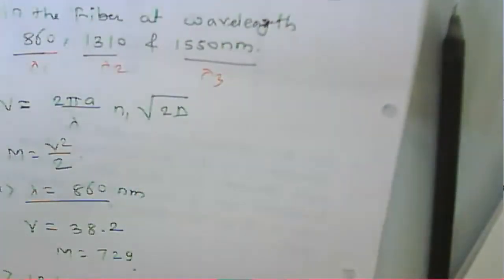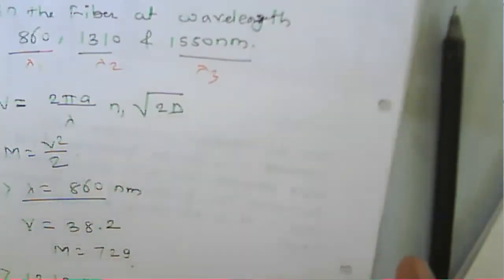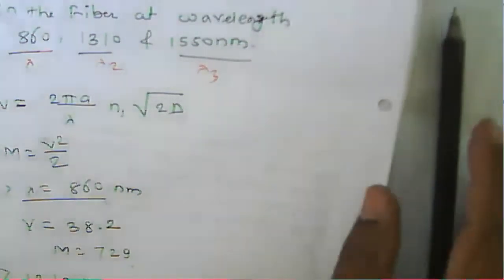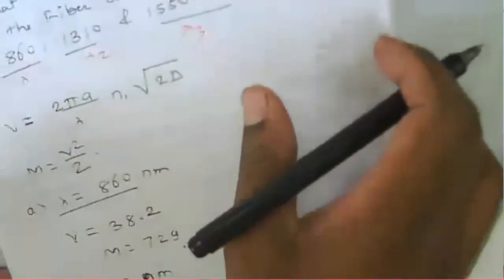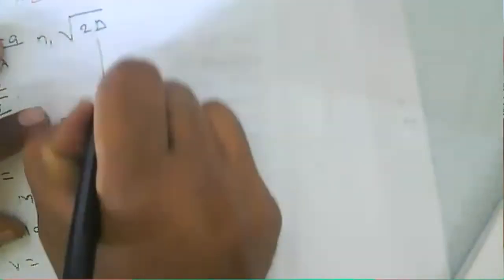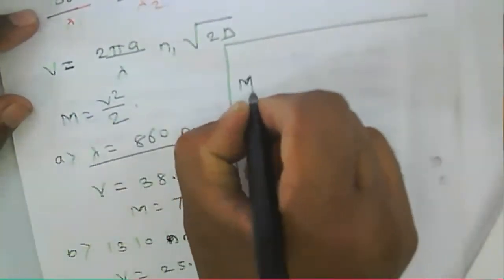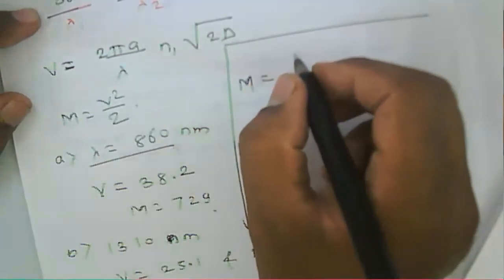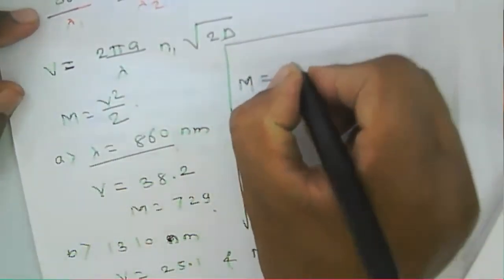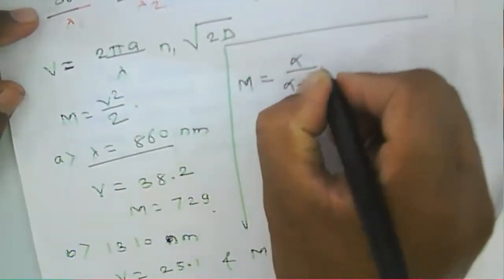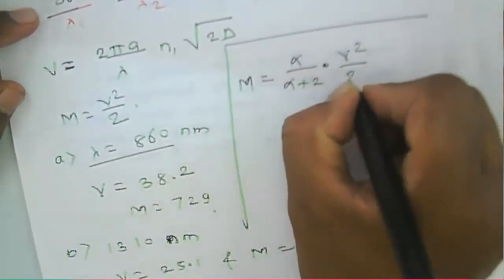So we have seen optical fibers, and this one is a step index fiber, where m is equal to V square by 2. But in the case of a gradient index fiber, m depends on the refractive index profile: alpha by alpha plus 2 times V square by 2.